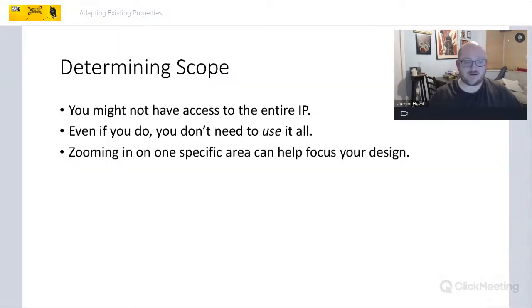So step one is to determine the scope of your game. As I said already, you might not have access to the entire IP. If you're creating a board game based on Star Wars, let's say that Fantasy Flight, or Asmodee rather, has lost the license somehow, and you're creating a Star Wars board game, you might not have access to the whole of Star Wars. You might not be able to do Ewoks Caravan of Courage, the resource management game, and I'm sorry to be the one to tell you that. But even if you do have access to the entire IP, you don't have to use it all. And in fact, zooming in on one particular area can really focus your design.